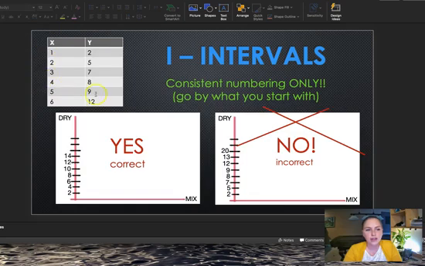Let's say this is your data table. I don't want this happening. Some of you take the data on the y and you just plug it in like this, where it goes 2, 5, 7, 8, 9. If you do that, the whole graph will look wrong because you don't have the appropriate spacing between those values. So make sure the intervals are consistent, and like I said, rule of thumb, go by what you start with.